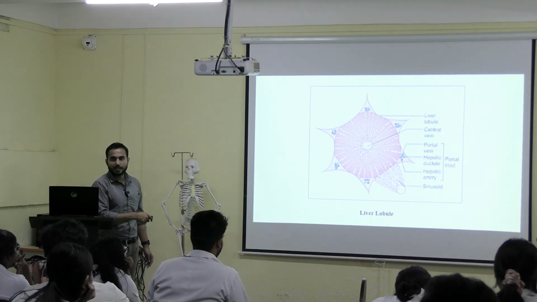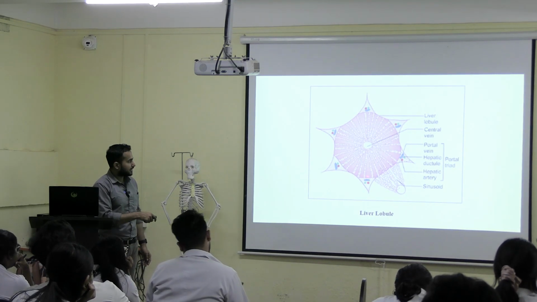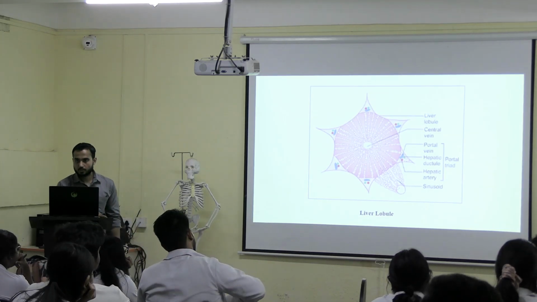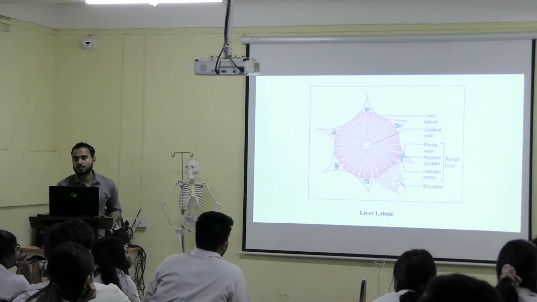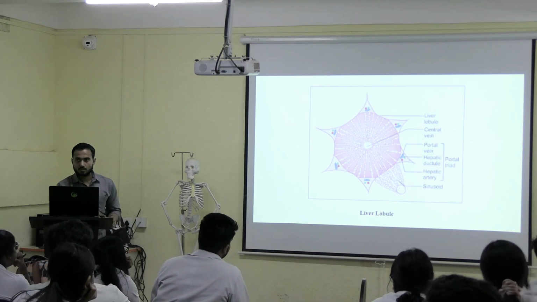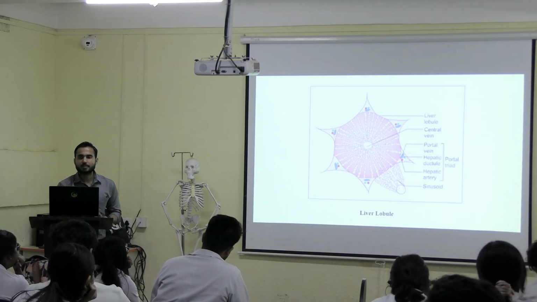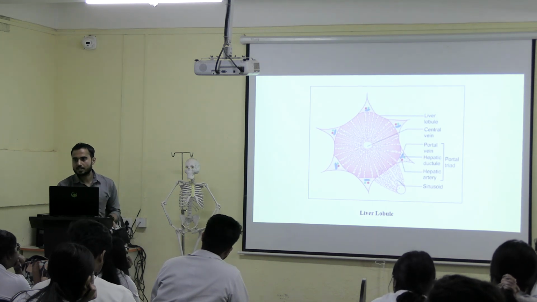This is the portal triad. At each and every angle you can see the structures which are present. These are called the portal triad. Now how are the portal triad structures passing? Through the portal canal. Okay. A connective tissue canal is there, the portal canal. Through that the structures of the triad are passing.